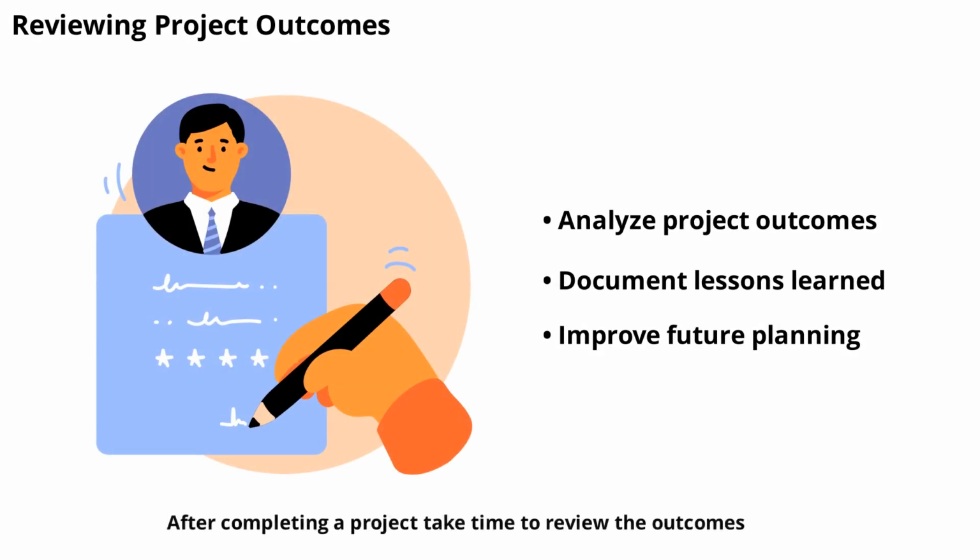After completing a project, take time to review the outcomes. Use your ATS to analyze what went well and what could be improved. Look at task completion rates, team performance, and any challenges faced. Document your findings in the ATS for future reference. This reflection helps you continuously improve your project planning process and achieve better results next time.